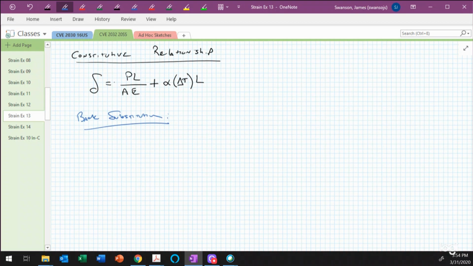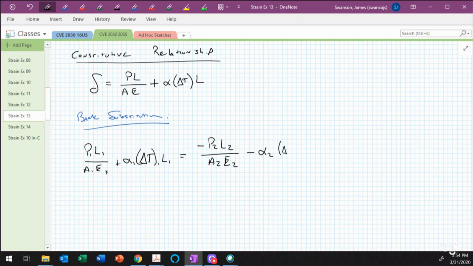And what we're going to get is this. So we get delta 1 is equal to the opposite of delta 2. So we get P1 L1 divided by A1 E1 plus alpha 1 delta T1 times L1. And that's equal to minus P2 L2 over A2 E2 minus alpha 2 times delta T2 times L2.